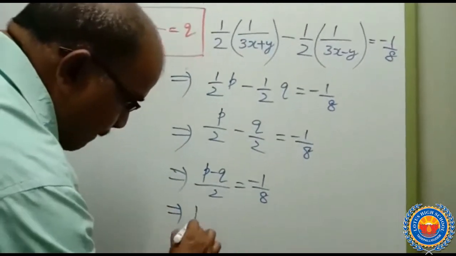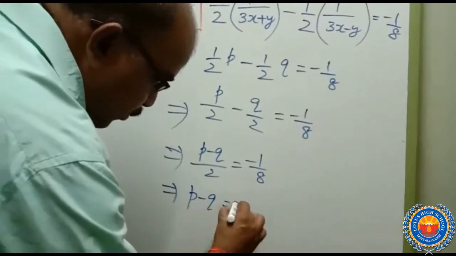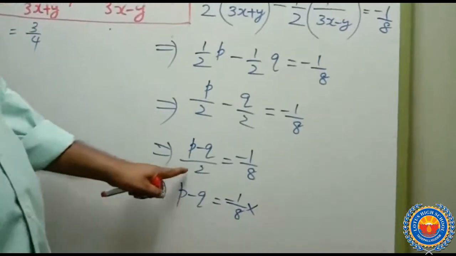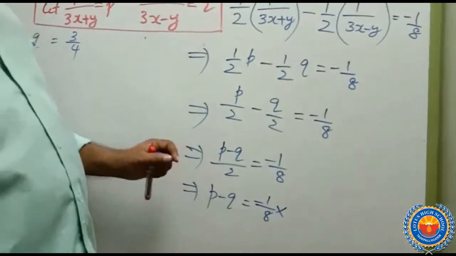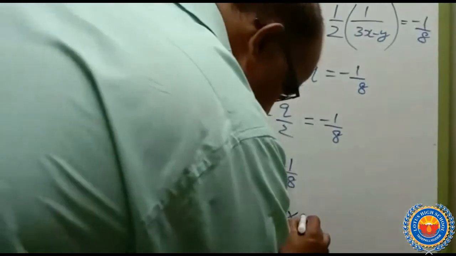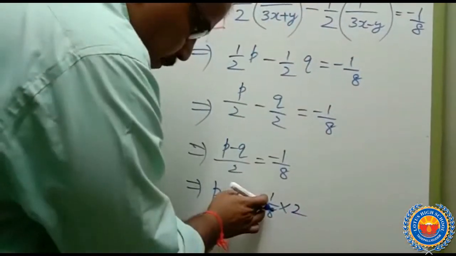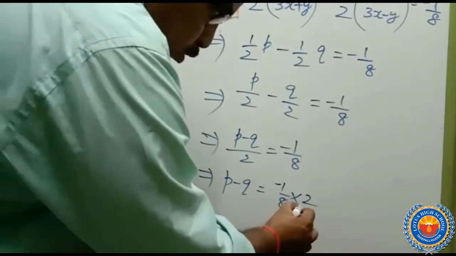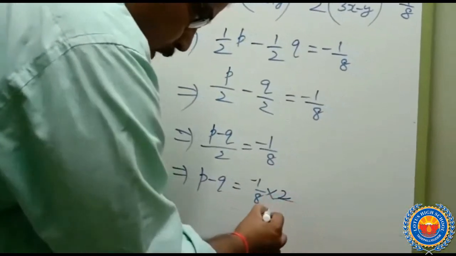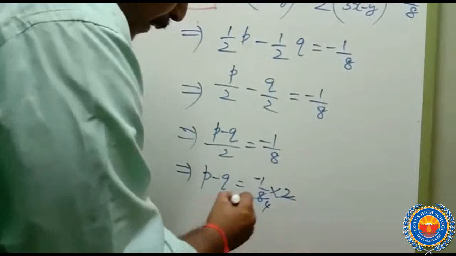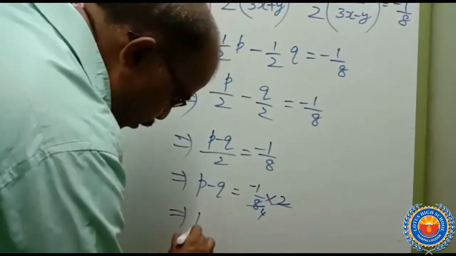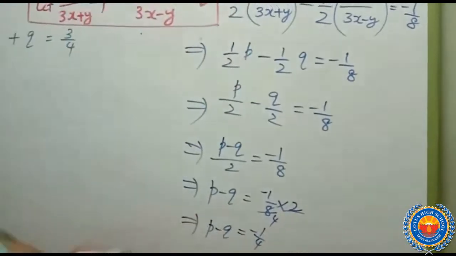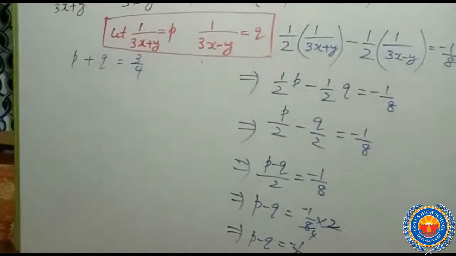That implies p minus q is equal to minus 1 by 8 into 2, since the divided by 2 will be transposed from LHS to RHS and becomes into 2. So 2 ones are 2, 2 fours are 8, that implies p minus q is equal to minus 1 by 4.